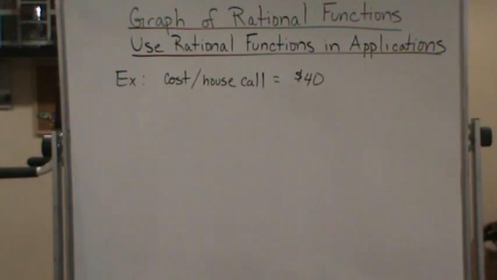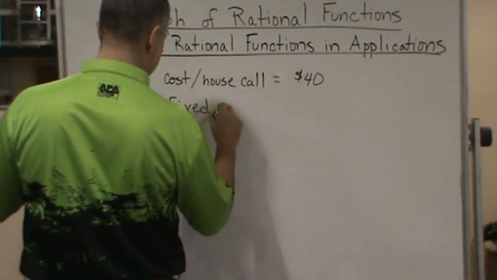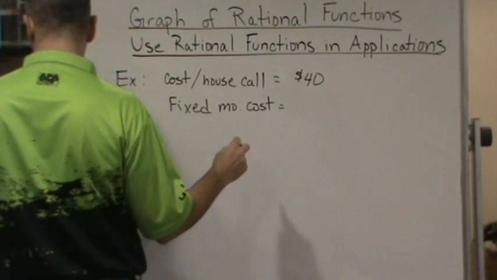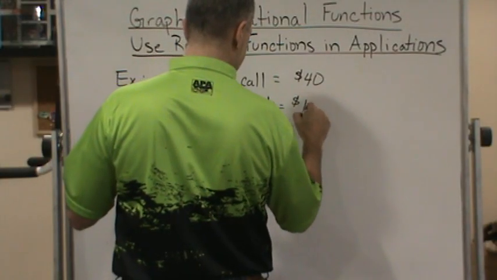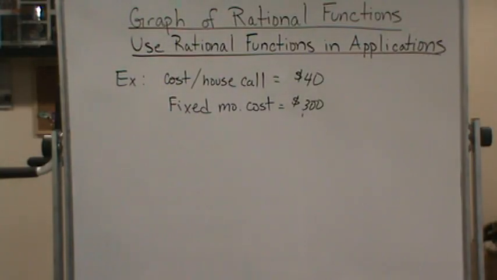There's a fixed monthly cost of $300. And that's for phone service, advertisement, and depreciation on vehicles. Okay, so that's the information, right? Now it says, write a cost function in dollars for X house calls.